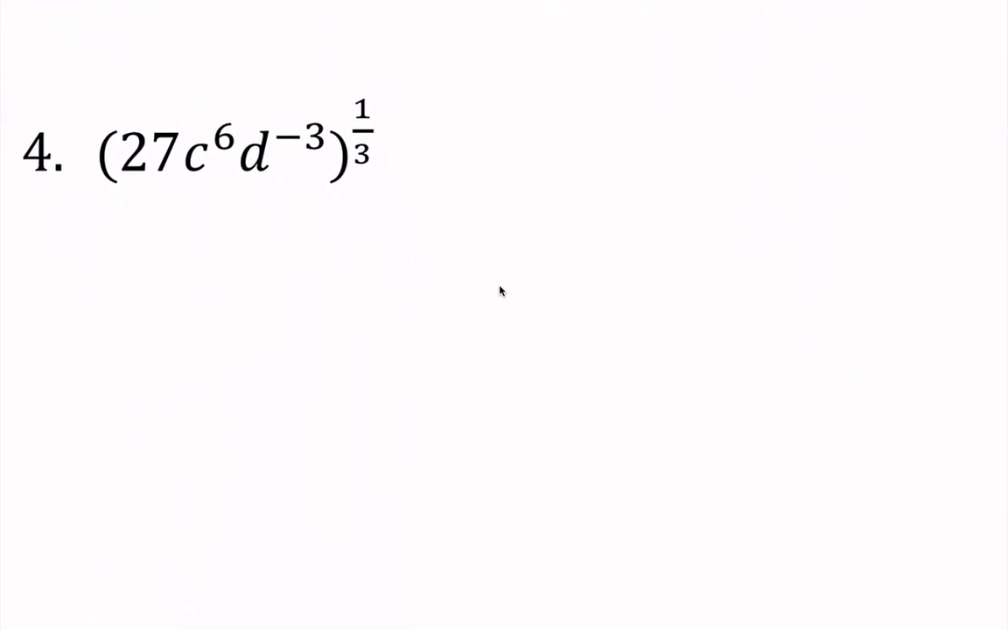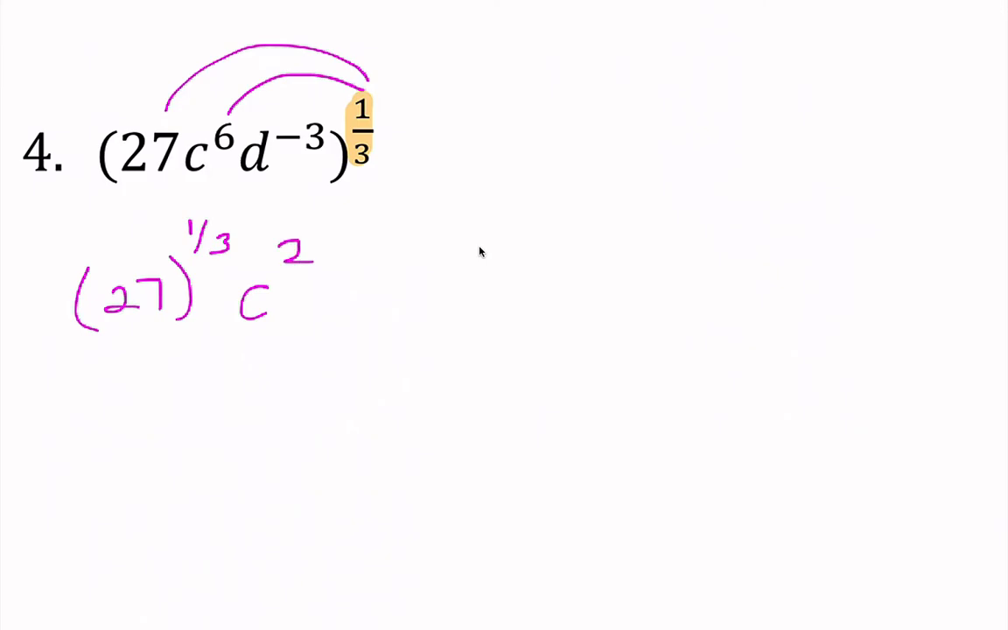Okay, on this one, I have my exponent on the outside, which means I have to give it to everything on the inside, starting with this 27. So I have 27 in parentheses, and I give it the exponent of 1/3. Remember, it's not the same as 27 times 1/3. Okay, next I have to give it to c. Notice c already has one, so I multiply. 1/3 times 6 is 2. And then finally I have to give it to d, which already has one as well. So I take 1/3 times -3, that gives me a -1.